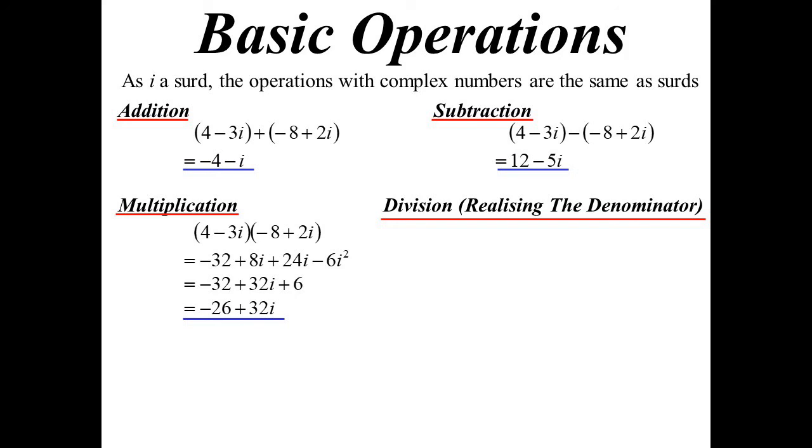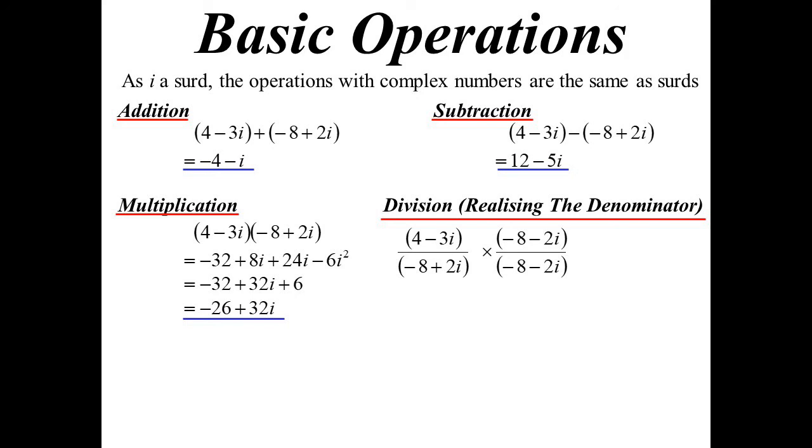So in surds we call it rationalizing the denominator, because the idea is we wanted a rational number on the bottom. Well, with these, we want a real number in the denominator. So we're realizing the denominator. But the idea is exactly the same. How did we rationalize the denominator? We multiplied by the conjugate. So we do the same here.